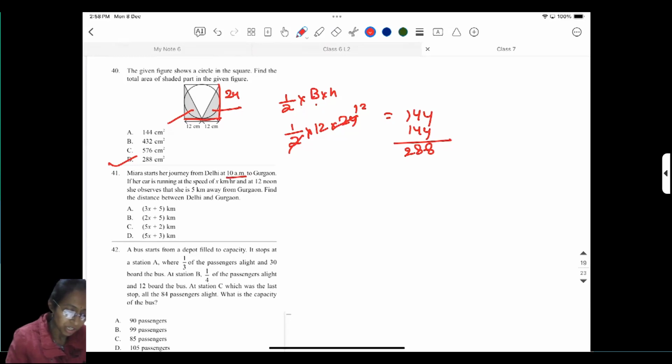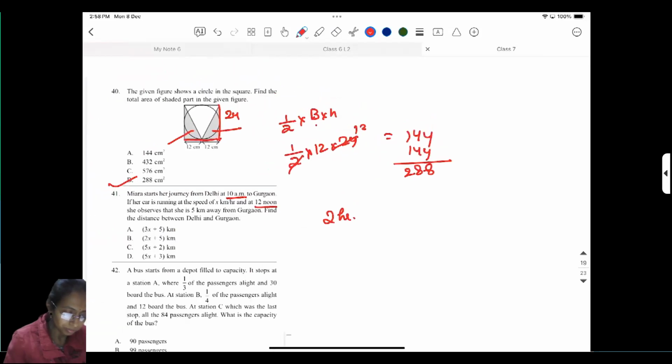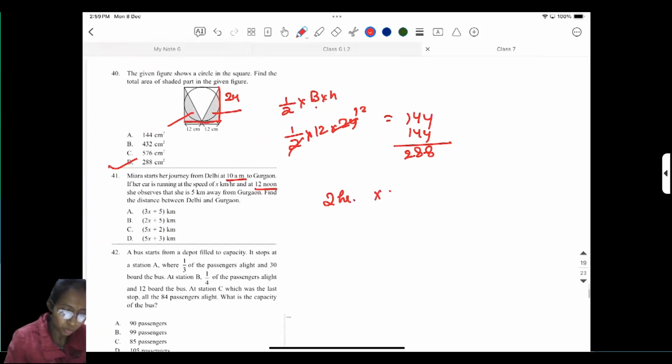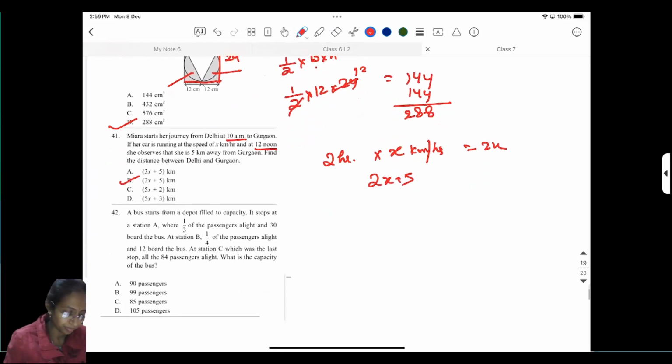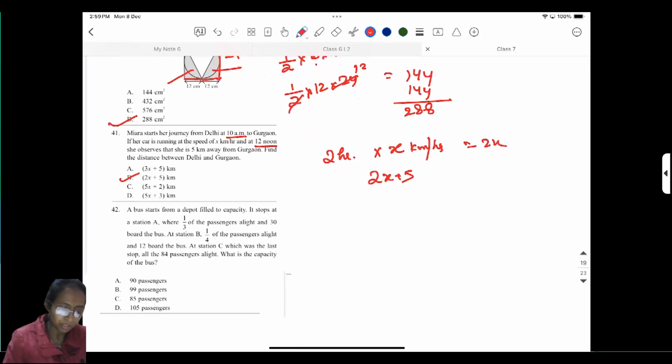So from 10 a.m. to 12 noon, total 2 hours. And in 2 hours, at the speed of x km/h, the distance covered will be 2 hours into x km/h, that is 2x distance covered. And still 5 kilometers are left. So the total distance is 2x plus 5. That is B option.